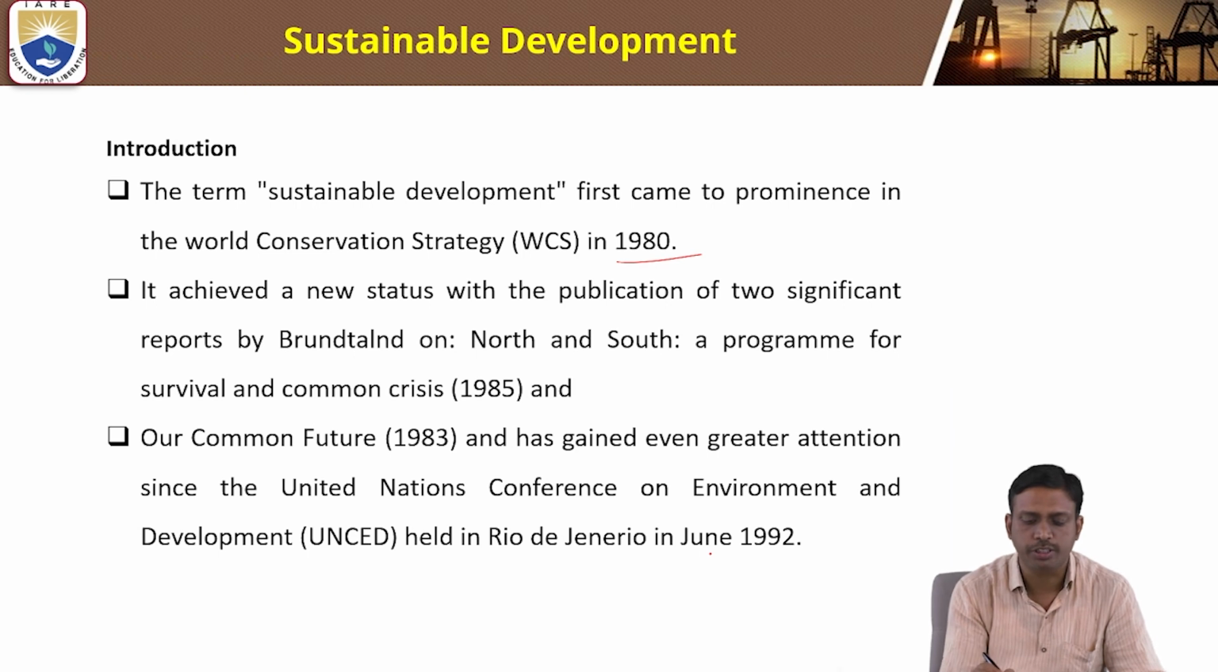It achieved a new status with the publication of two significant reports by Brundtland: North and South, a Program for Survival, and Common Crisis in 1985, and Our Common Future in 1983. It has gained even greater attention since the United Nations Conference on Environment and Development.